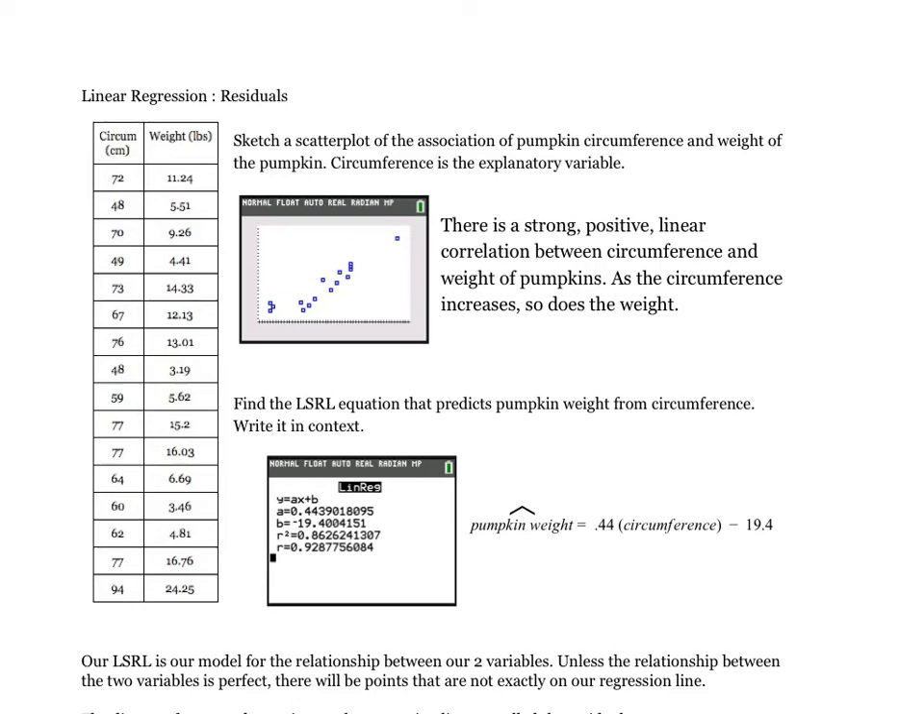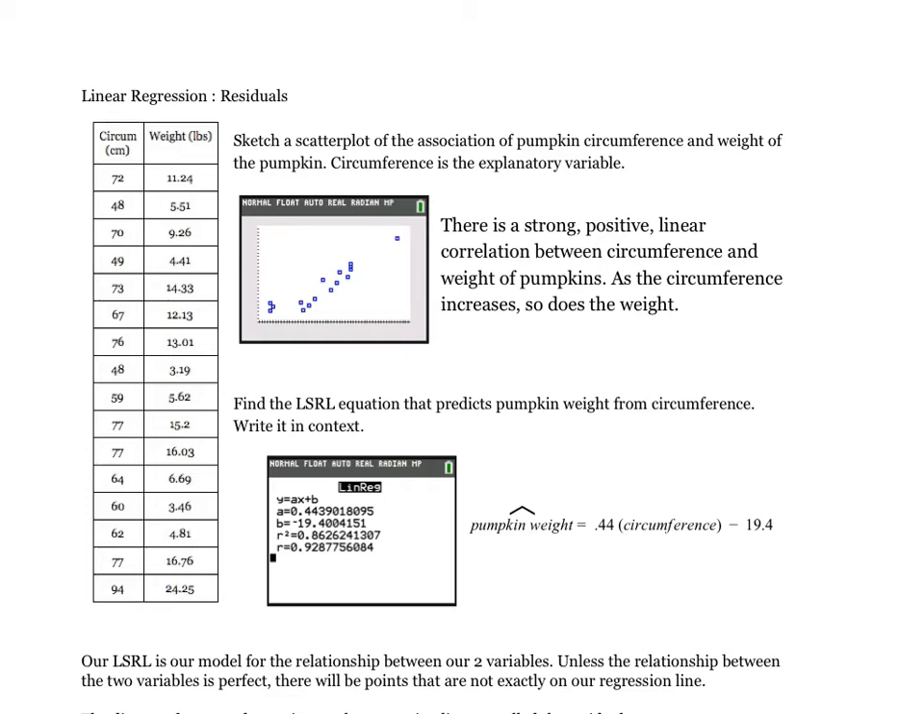Hello, AP Stat students. Today, we're going to continue our discussion of linear regression, and we're going to discuss residuals. We've mentioned this before. Recall that residuals are the distance between our actual data points on our scatter plot and the regression line, okay? Because not all of our points are going to fit perfectly on the regression line. So today we're going to dive a little deeper into that idea of a residual.